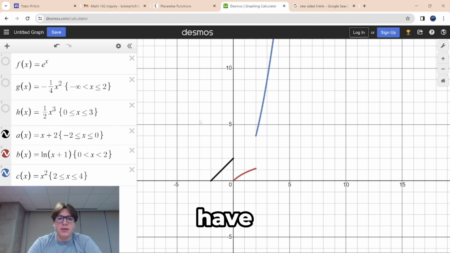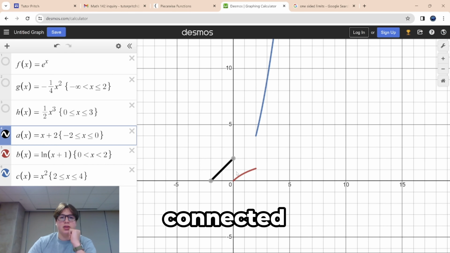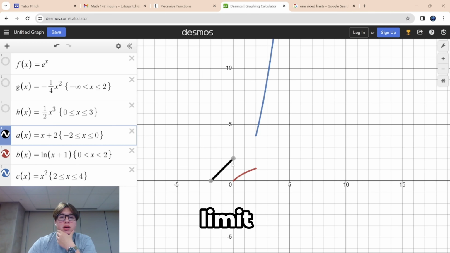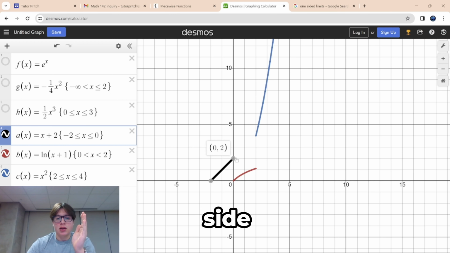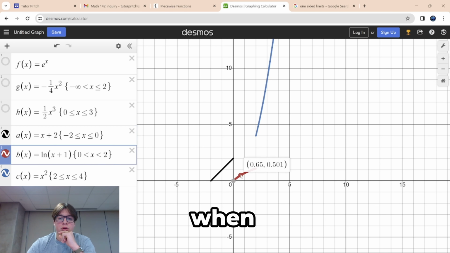Finally, here we have this piecewise function. We can see that this piecewise function is broken into many different pieces and it's not all one connected line. We can evaluate that the limit of f(x) as we approach 0 from the left-hand side is 2. But now you can tell that the same thing is not true when we approach x equals 0 from the right-hand side. When we approach x equals 0 from the right-hand side, the limit looks to be 0.